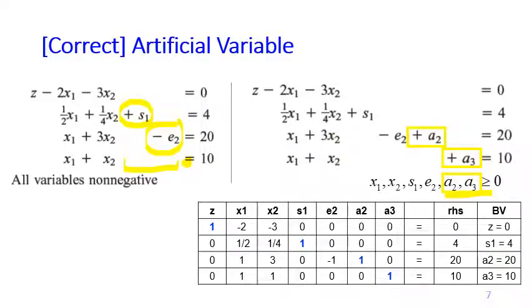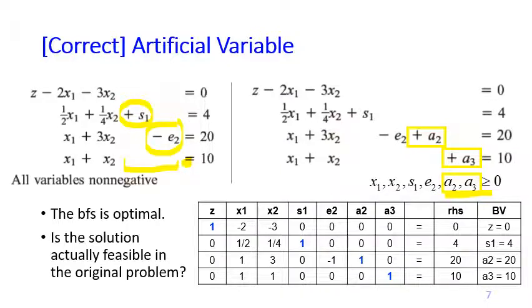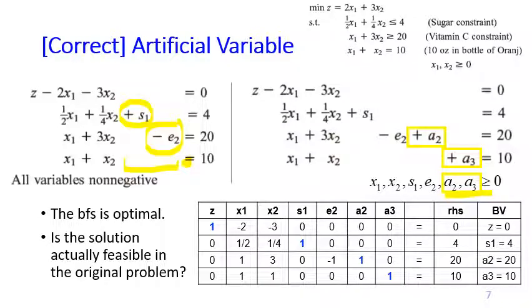If we put this on a table, you will see that for the minimization problem, this table is already optimal because in row 0 you do not see any variable with positive coefficient. So this table is actually already optimal. But if you look at the solution closely, you ask, is this solution actually feasible in the original problem? This is the original problem, and we see that one of our basic variables here is a3 equals 10. Okay, so the last one here, a3 equals 10.